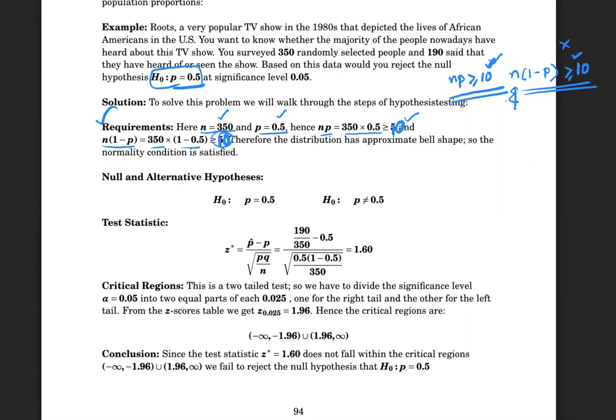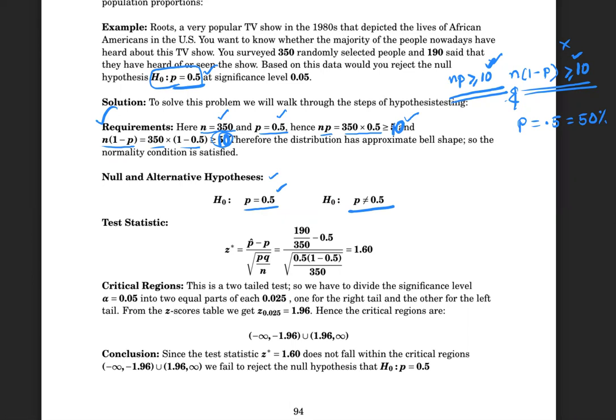So step one, requirements. We did it. Next, the null and alternative hypothesis. The null hypothesis is that P is 0.5, which is the same as 50%. You're saying that it is 50%. Alternative is going to be the complement of null, which is P is not equal to 50%. It's like innocent, guilty. P is 50% or P is not 50%.